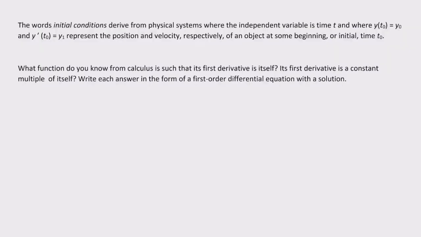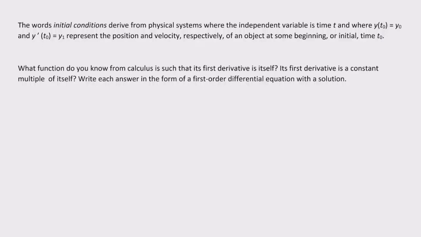All right, so the words initial conditions are derived from physical systems where the independent variable is time and where the function value at some given time corresponds to a value of y or a height, if we're talking maybe a physics problem. And then the y prime would represent velocity, again, if we're talking about that same distance problem.